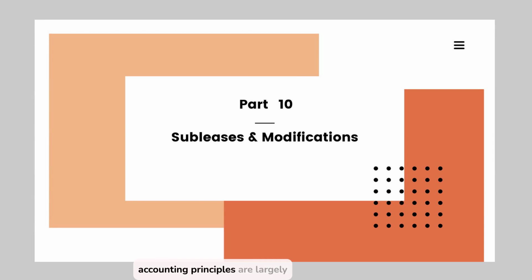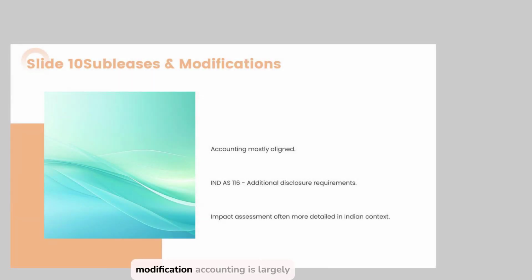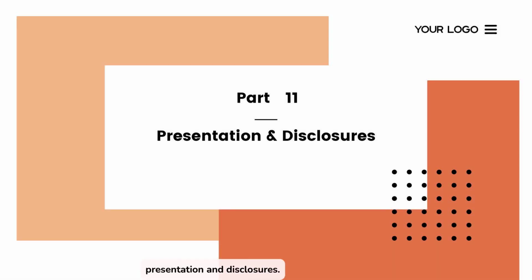We will now discuss subleases and lease modifications. While the accounting principles are largely aligned, there are some specific considerations. While sublease and modification accounting is largely similar between both standards, IND AS 116 requires more disclosures, particularly during modification assessments. The Indian standard often demands more detailed reporting in annual financial statements, particularly when lease modifications affect classification or valuation of liabilities.